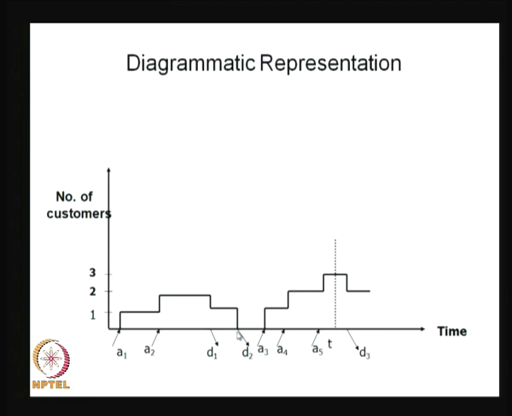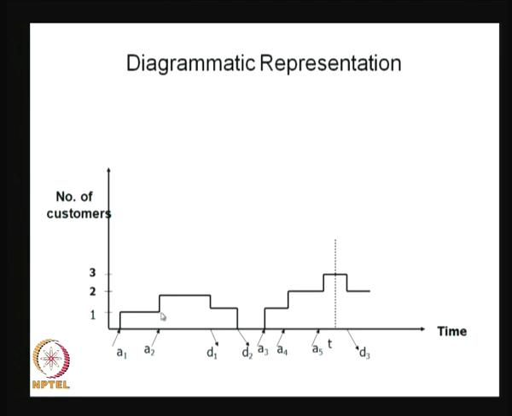At time point T2, the second customer's service also gets over. Now, the number of customers in the system is 0. The third customer enters at time point A3. So, during this interval the system was empty. Like that, the number in the system keeps increasing by 1 whenever one customer enters the system, and decreasing by 1 whenever a service is completed. This is the diagrammatic representation of any queuing system.